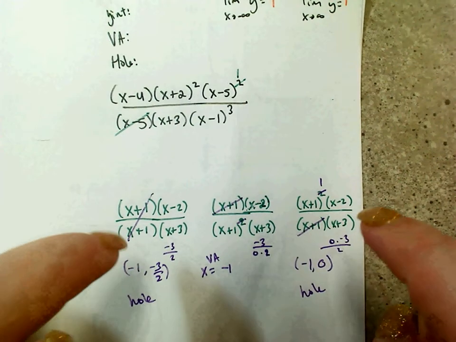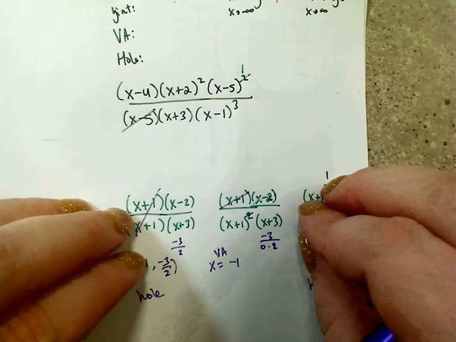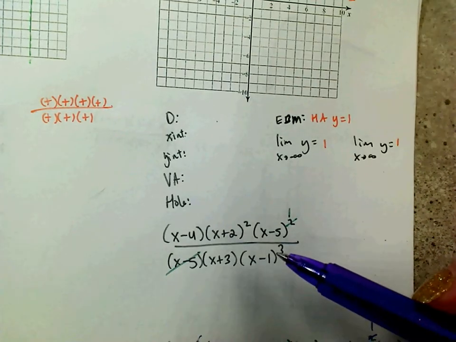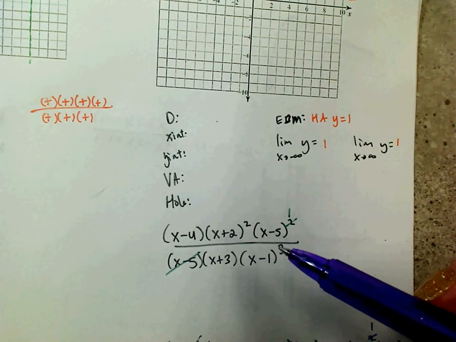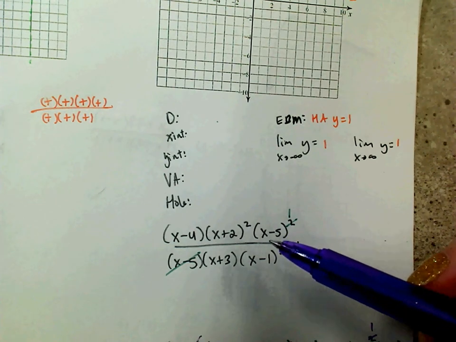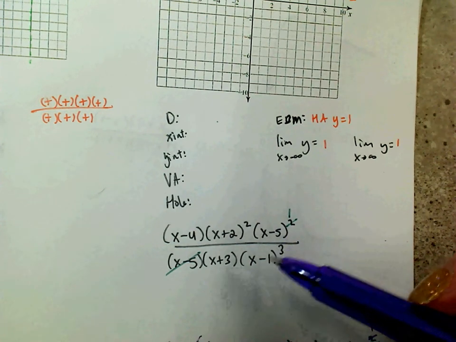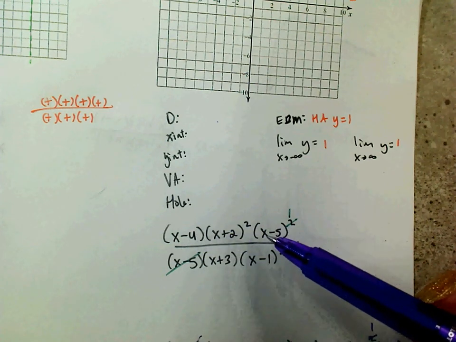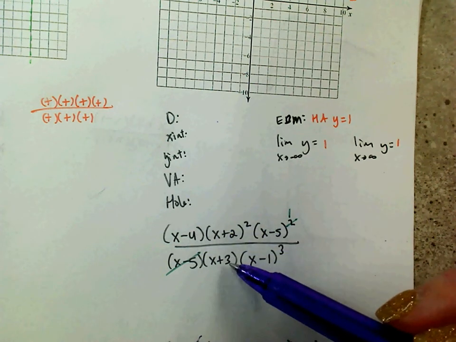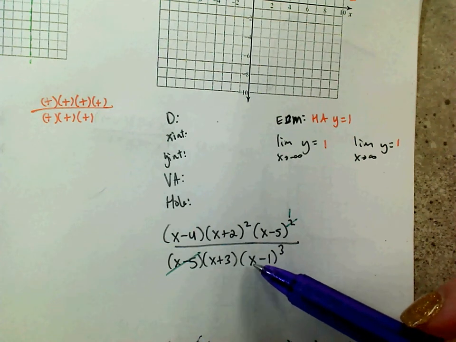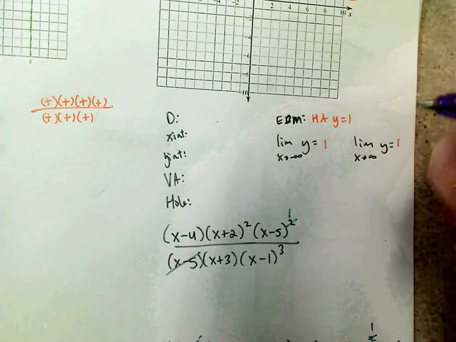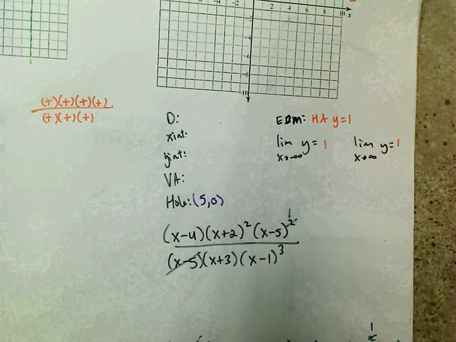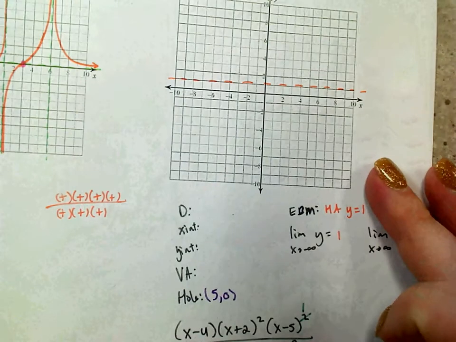Okay? So in this case, when I cancel out x minus 5, I'm still left with an x minus 5 in the numerator, which just means when I plug in 5, I'm going to get 0 over 8 times 4 cubed, which means at 5, I have a hole with a y value of 0. Okay, so I have a hole at the point 5, 0. And I know I have to cross the x-axis there.